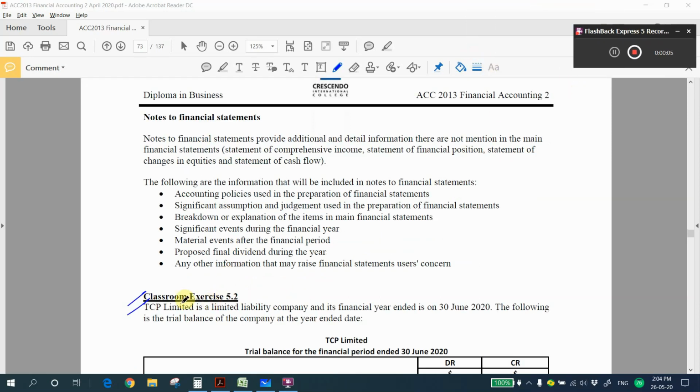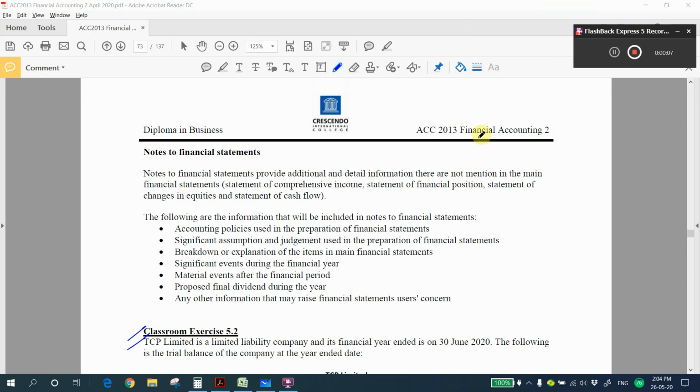And before we start the classroom exercise 5.2, let's have a look at the notes to financial statement. So what is notes to financial statement? These notes provide additional information and detail that are not mentioned in the main financial statement. For example, information not in your statement of comprehensive income, statement of financial position, statement of changes in equity, and statement of cash flow.